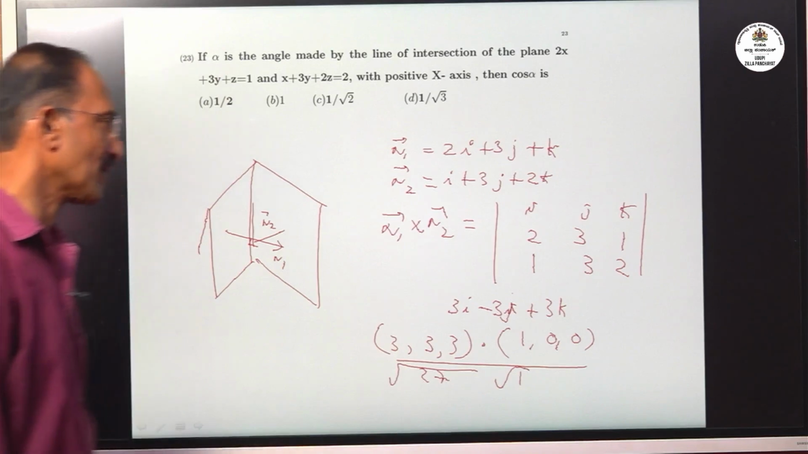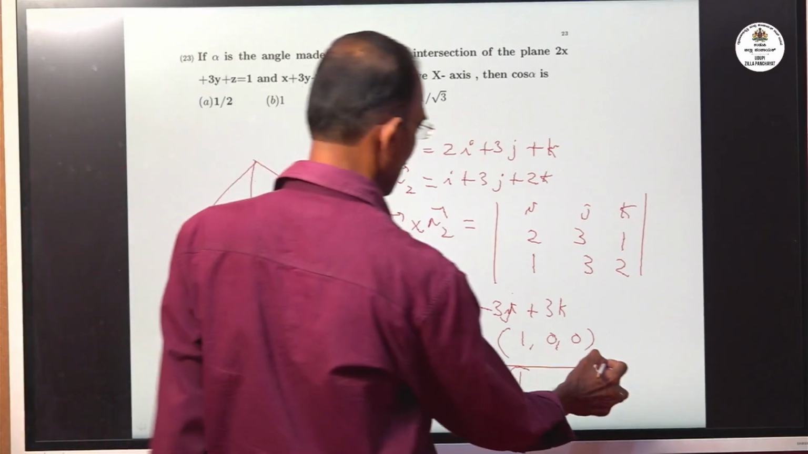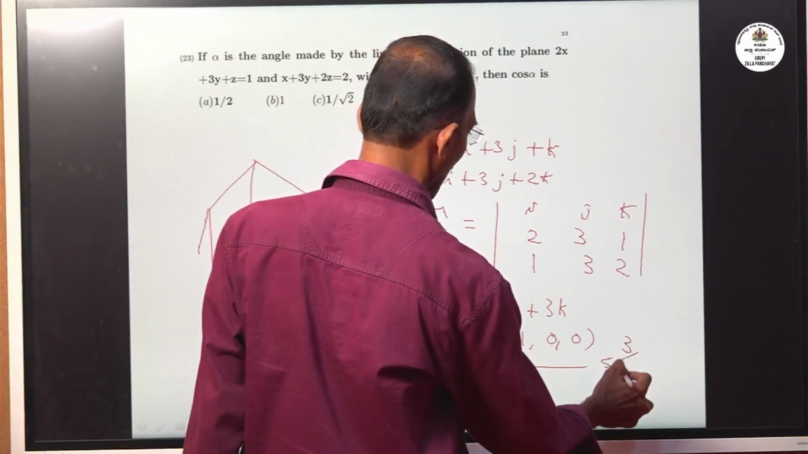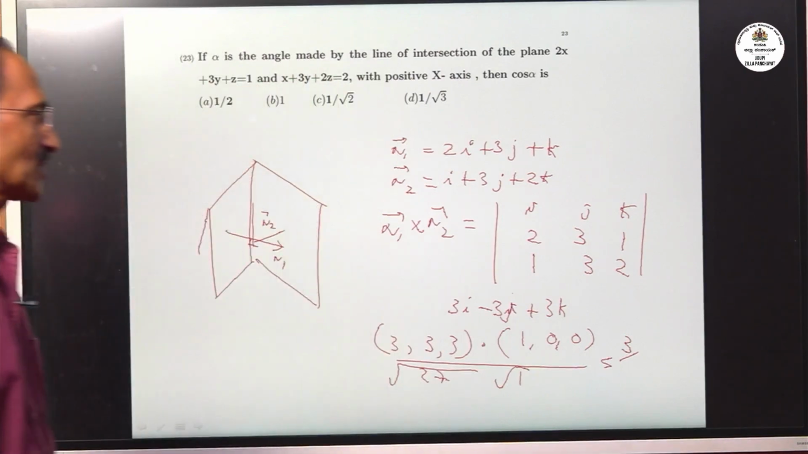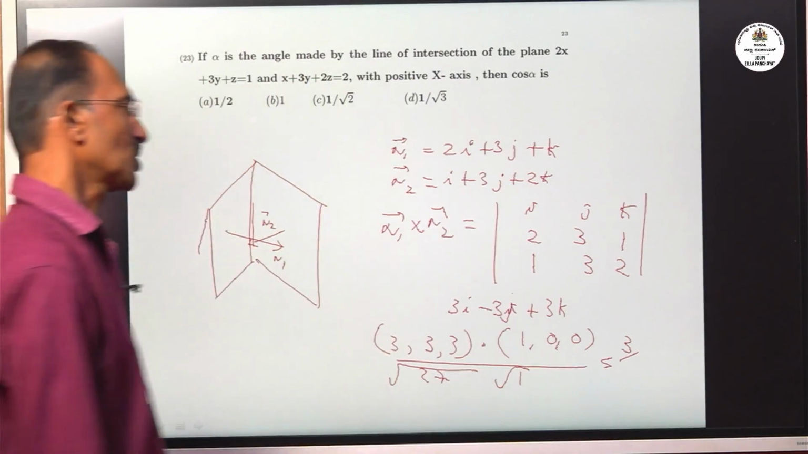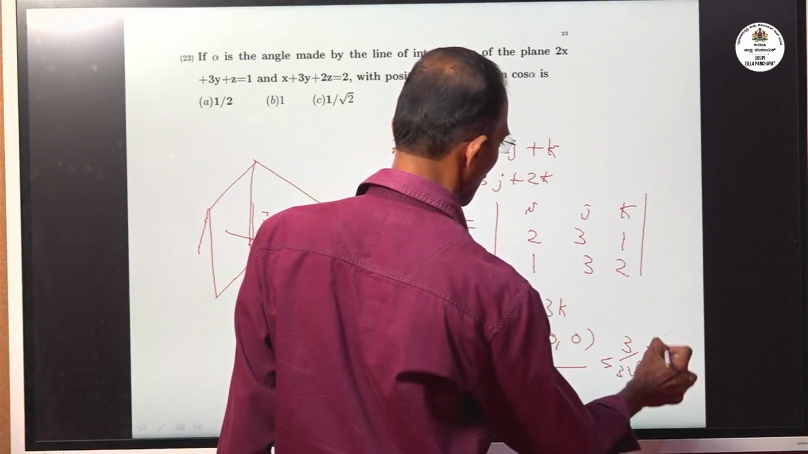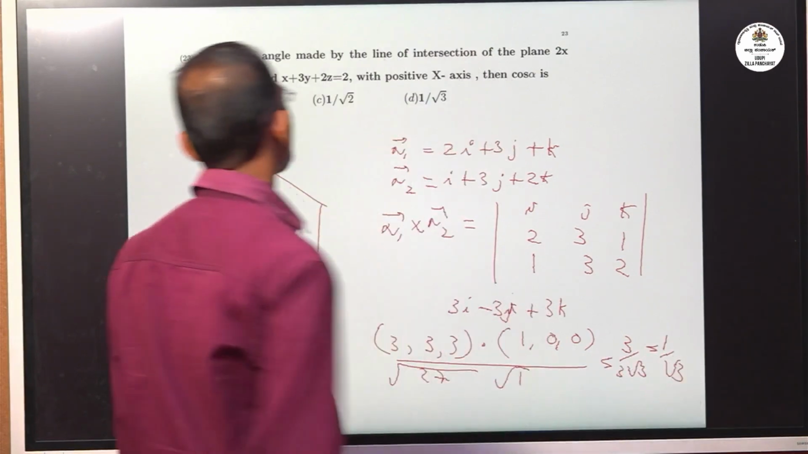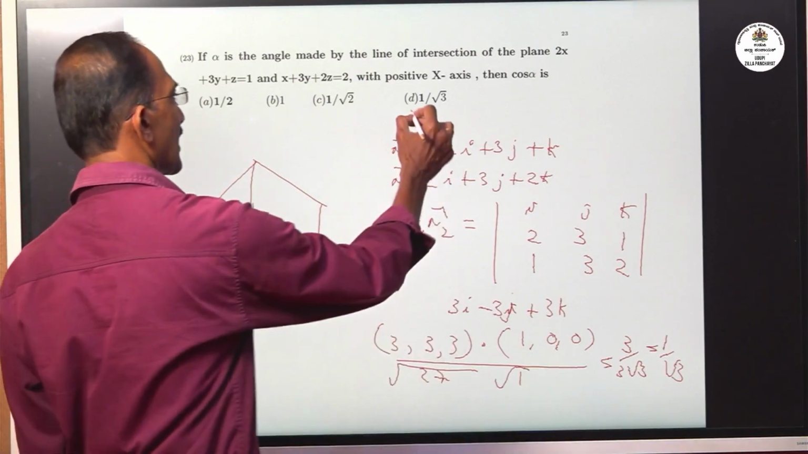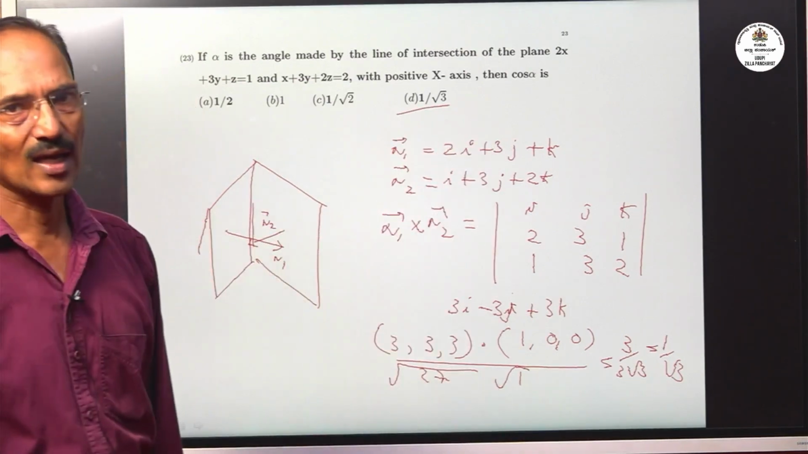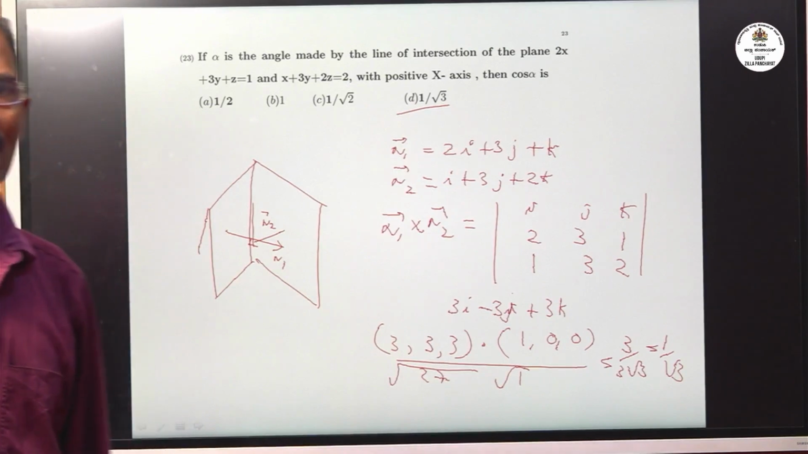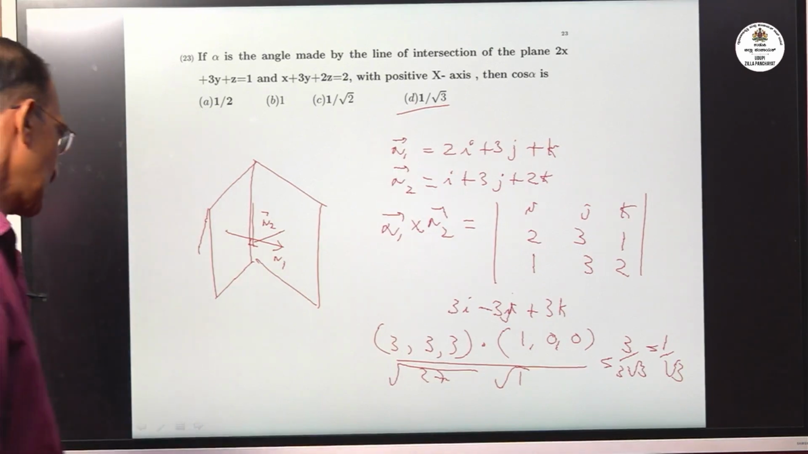So what is the numerator? That is 3 divided by root 27. Root 27 is nothing but 3 root 3, and which comes to be 1 by root 3. So 1 by root 3 is the right answer, that is the angle between the line of intersection of two planes and the x-axis.